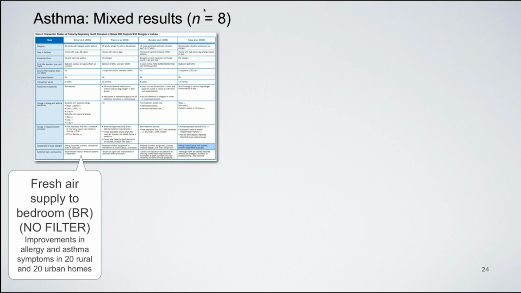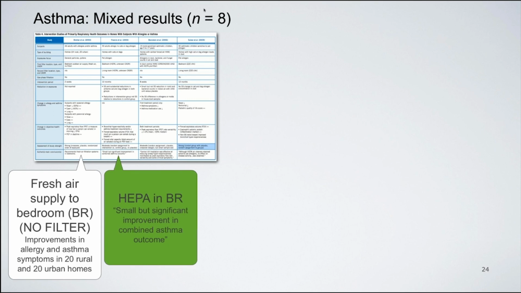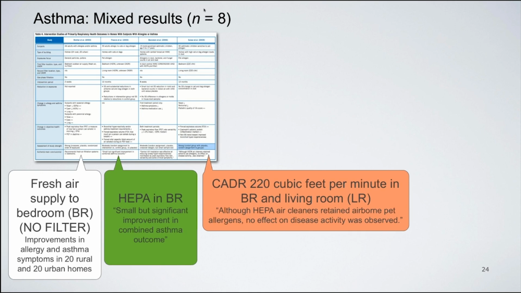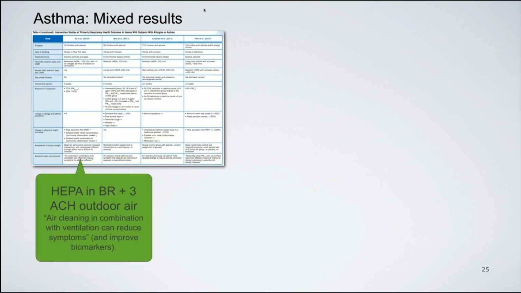And what I'd like to do first is go through some of the tables for the asthma-related studies. This is a study where there was fresh air supplied to bedrooms, but no filtration. And there were actually improvements in allergy and asthma symptoms in the homes. And in other of the asthma studies, a portable HEPA filter in the bedroom made some small but significant improvements in the combined asthma outcomes. And in the third study, the affordable HEPA filter in the living room, although it reduced the particulate level in the air, had no effect on any of the self-reported or measured indicators. So it was mixed results for the asthma.